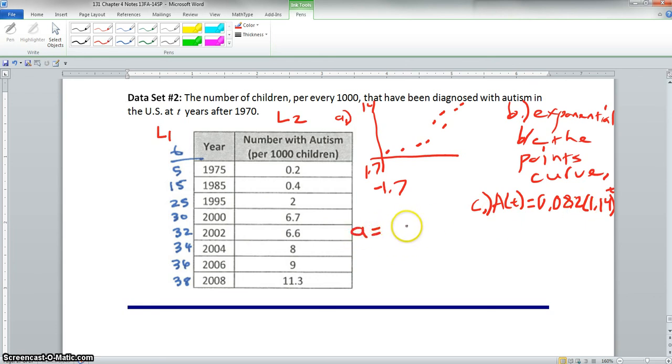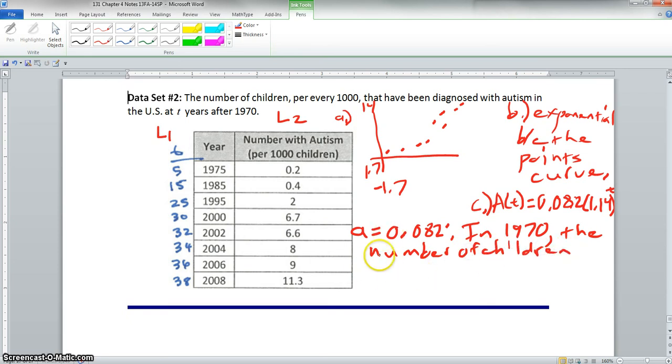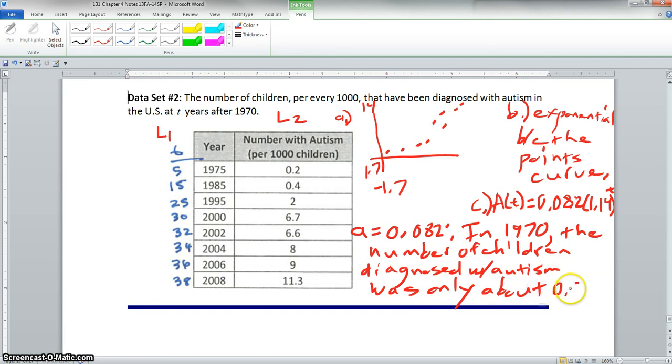Now a is equal to 0.082, which means in 1970, the number of children diagnosed with autism was only about 0.082 per 1,000 children.